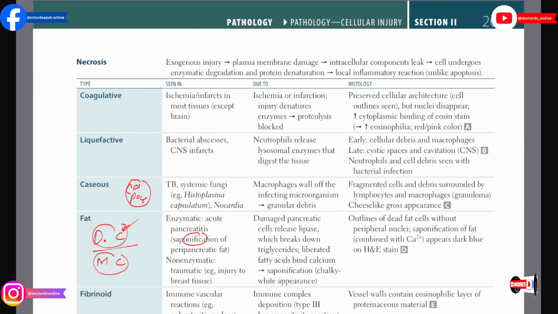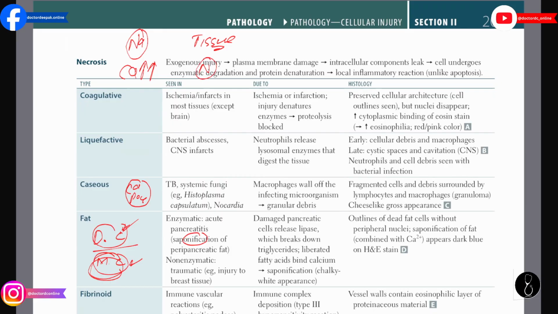But what happens in metastatic calcification? Metastatic calcification is the opposite of dystrophic calcification, and it occurs when serum calcium or phosphate level is high. So when the serum calcium level is high, it is going to deposit on normal tissue. This is called metastatic calcification. In dystrophic calcification, please always remember, serum calcium level is normal, but the tissue is abnormal. But in metastatic calcification, serum calcium is high, but the tissue is normal. So this is the difference between dystrophic and metastatic calcification.